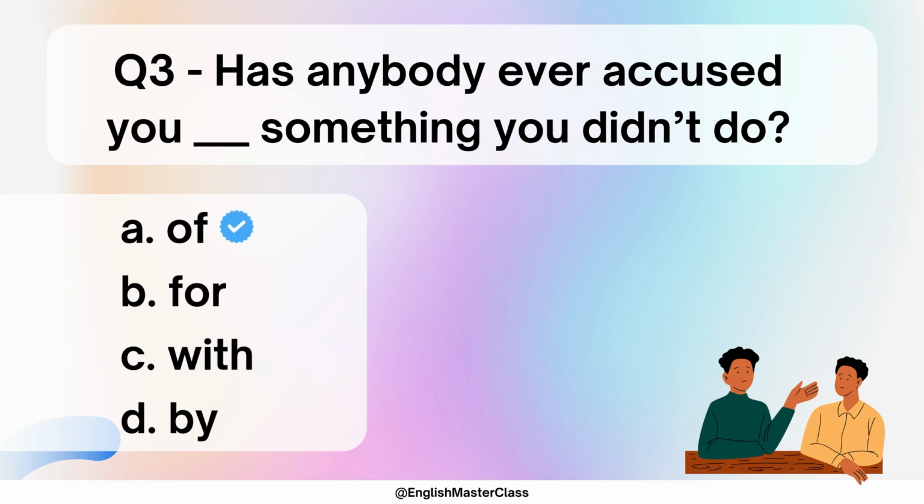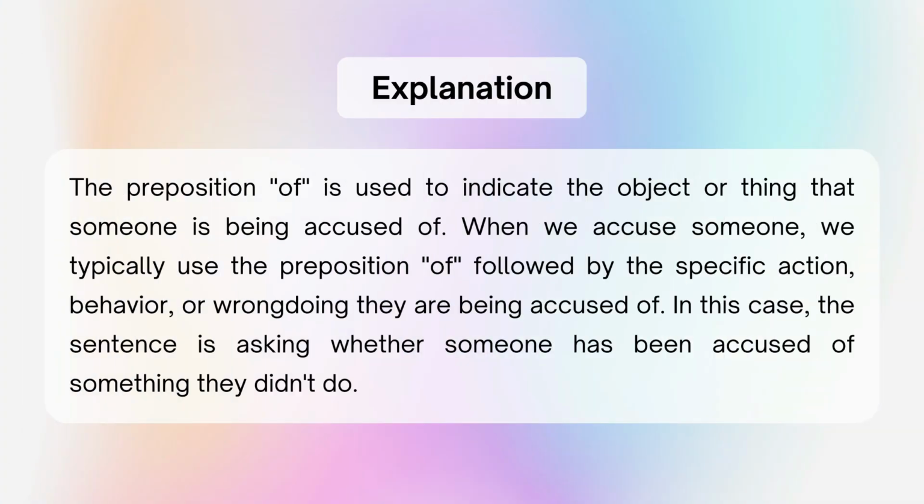Has anybody ever accused you of something you didn't do? The preposition "of" is used to indicate the object or thing that someone is being accused of. When we accuse someone, we typically use the preposition "of," followed by the specific action, behavior, or wrongdoing they are being accused of. In this case, the sentence is asking whether someone has been accused of something they didn't do.